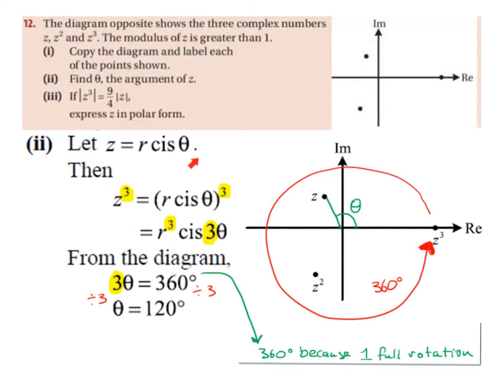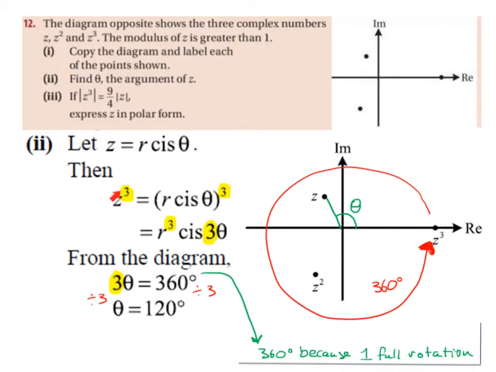The reason that we decided to cube z is because of the three complex numbers drawn into our diagram, z, z squared, and z cubed. z cubed is the only complex number that we actually know the angle of because it lies on the positive part of the real axis. This would have been rotated a full 360 degrees. So because z cubed lies on the positive part of the real axis, it was rotated anti-clockwise by 360 degrees.